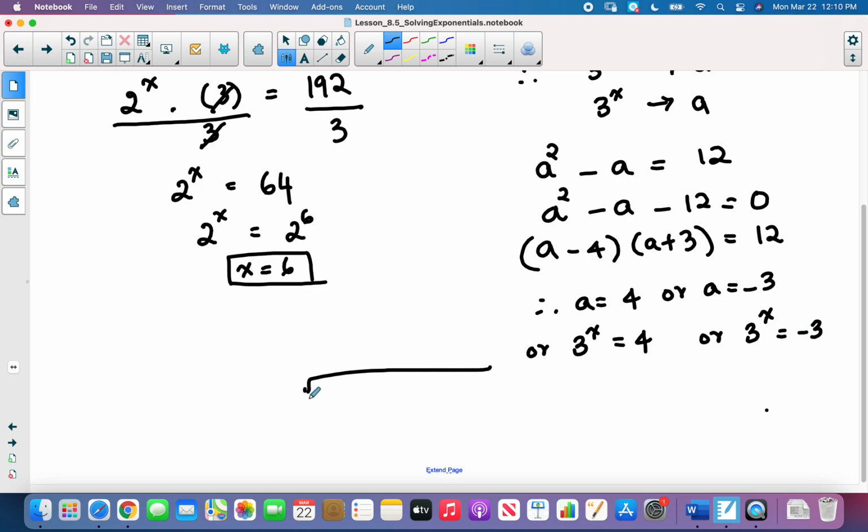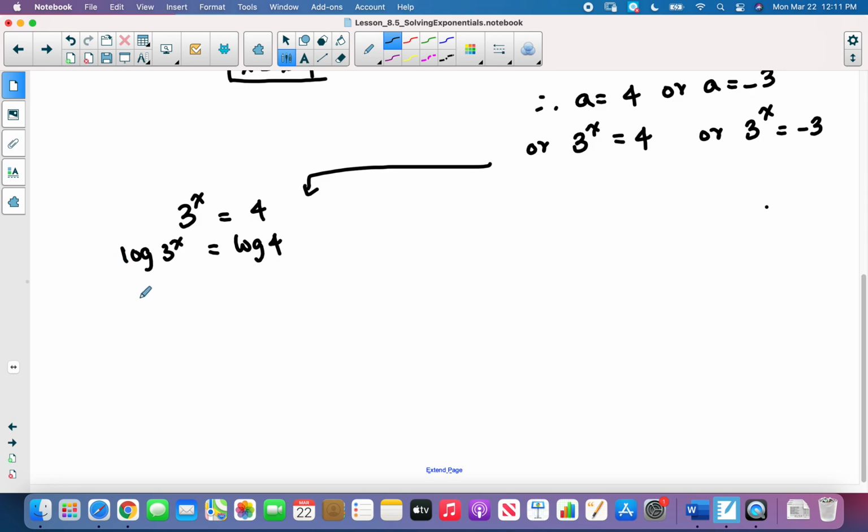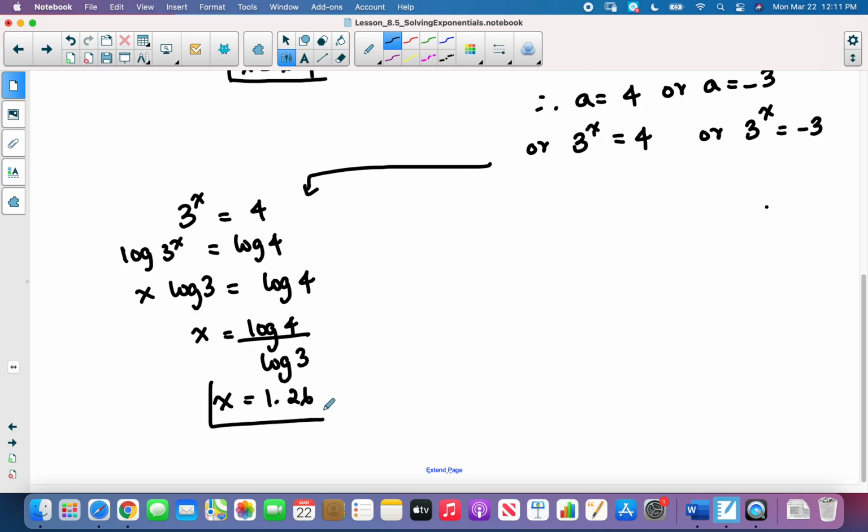We're going to do that over here. If 3 to the power of x equals 4, and we take logarithms on both sides, log of 3 to the power of x equals log of 4. Bring the x here, x times log 3 equals log 4. Divide both sides by log 3 to isolate x. X equals log 4 divided by log 3. X equals 1.26. So we have one answer for x.